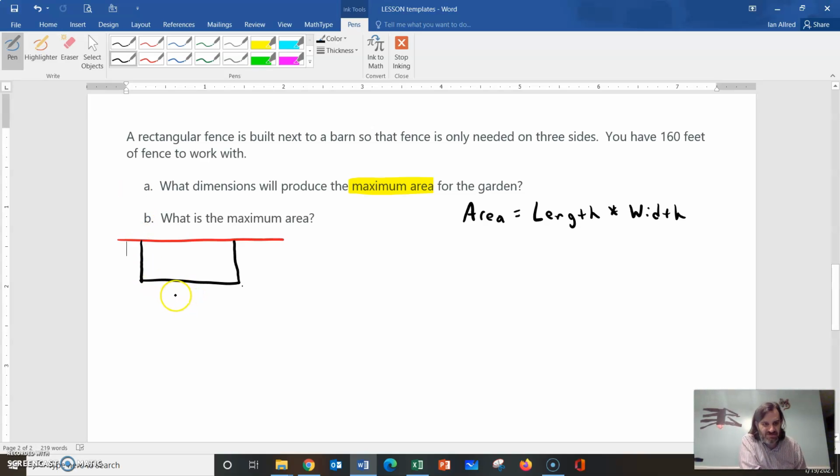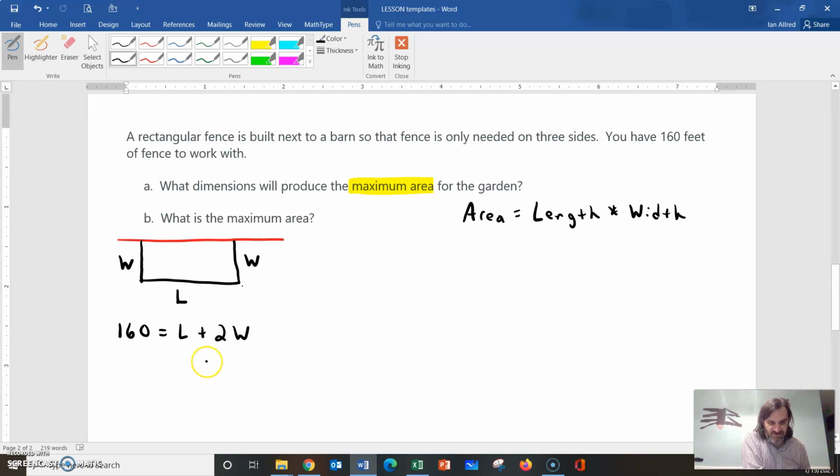So let's see. Once again, let's just kind of throw some things out here. Here's an L, here's a W, but there's 2 W's but only 1 L. And since we have 160 feet of fence, we can make a similar equation about the way we're going to use the fence: 160 equals L plus 2W. So those 3 sides will use up our 160 feet of fence.